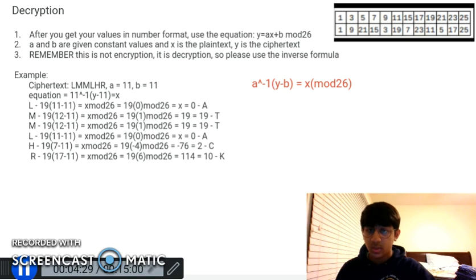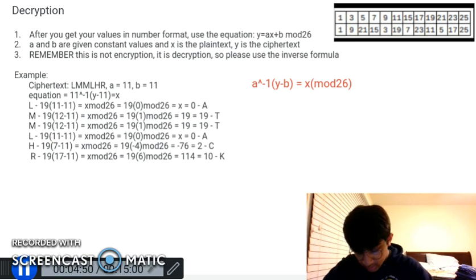For decryption, we are given the ciphertext and we have to try finding the plain text. That means we're going to be plugging in this value right here to get this value right there. Let's take an example. Our ciphertext is L, M, M, L, H, R. A equals 11 and B equals 11.